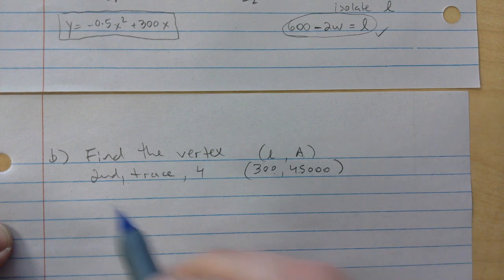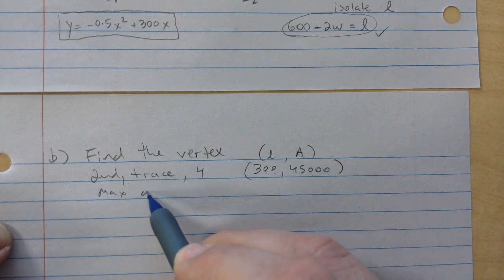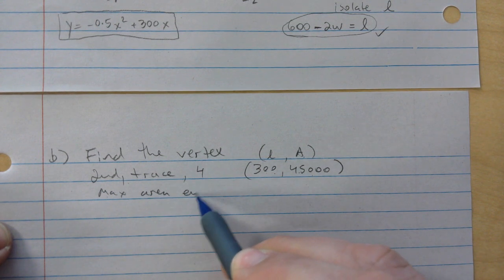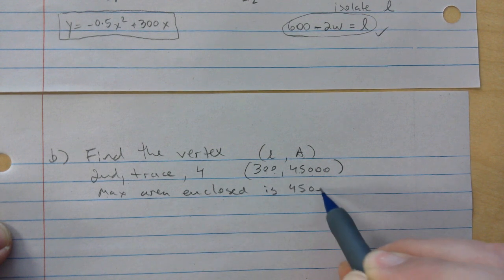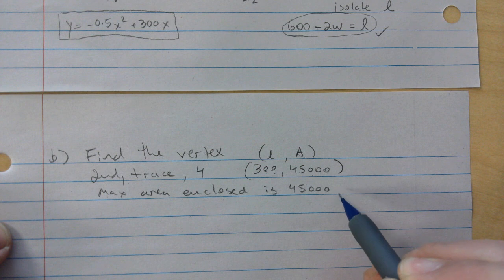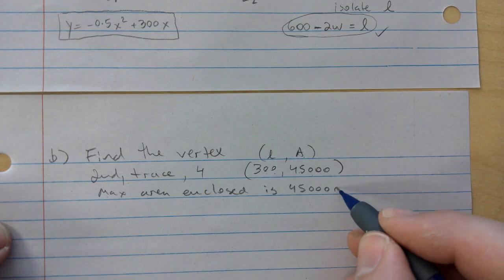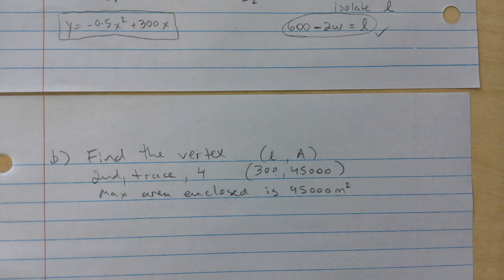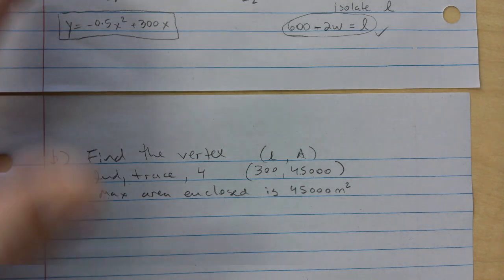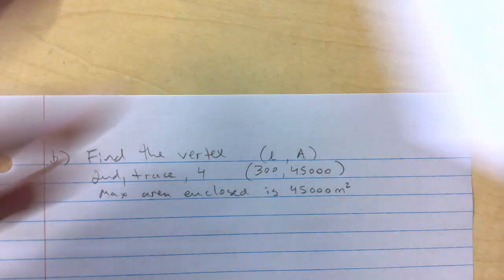So the maximum area enclosed is 45 what? I'm just going to leave it like that and hope for the best. No, right? Meters squared, right? Because we're in meters, right? Area is always in squared units. I'm sure you know that, but don't forget that, okay?